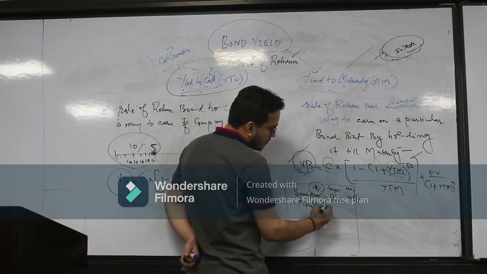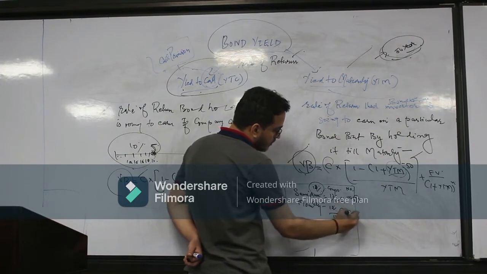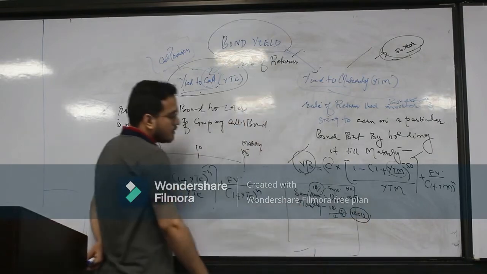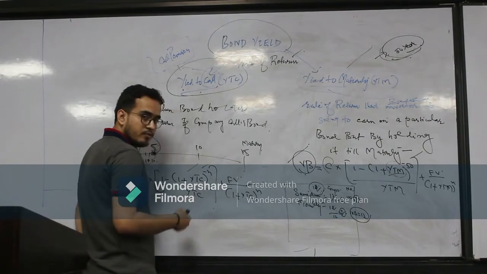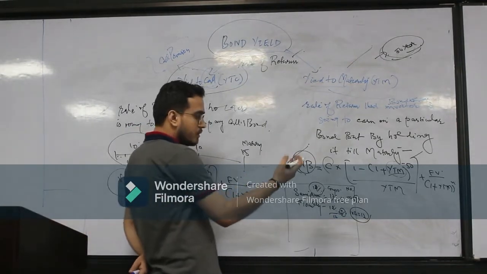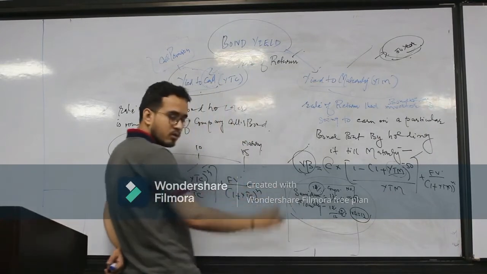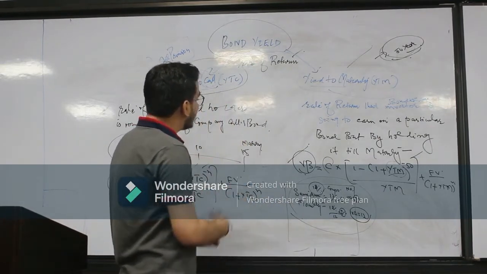And if it's monthly, then 12% divided by 12, so the coupon rate will become 1%, and the number of periods will become 1 multiplied by 12. So if the person asks you to find the yield to call monthly or yield to maturity monthly, then we can do all of these calculations and put in the values. So that's all from bond yield.